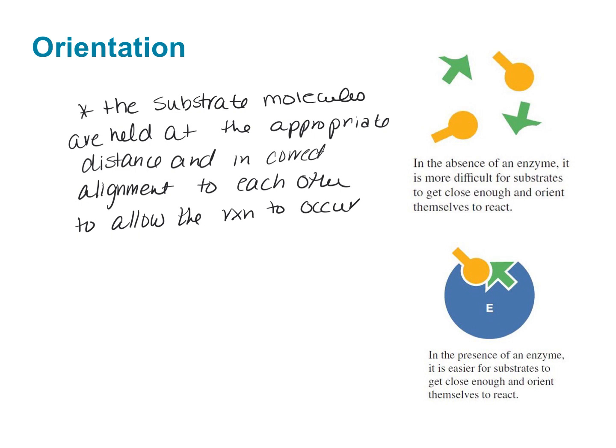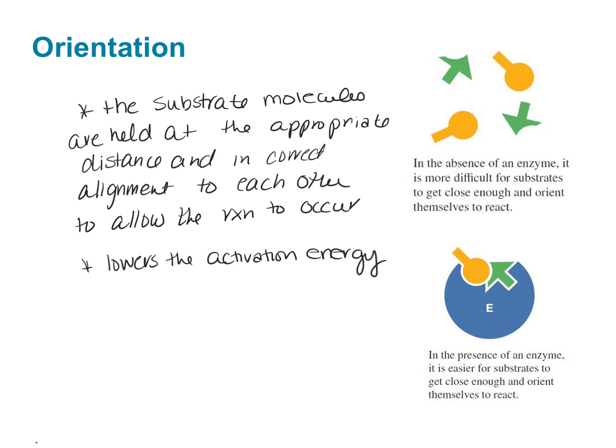We see this here. In the absence of the enzyme, it's more difficult for the substrates to get close enough to orient themselves to react appropriately. But if there's an enzyme there, the enzyme says, okay, look, you green arrow thing, you're going to go here, and the yellow ball thing is going to go here, and it's going to be easier for the substrates to get close enough and orient themselves in the reaction. The correct orientation lowers the activation energy. So that's another thing that enzymes do to lower the activation energy.